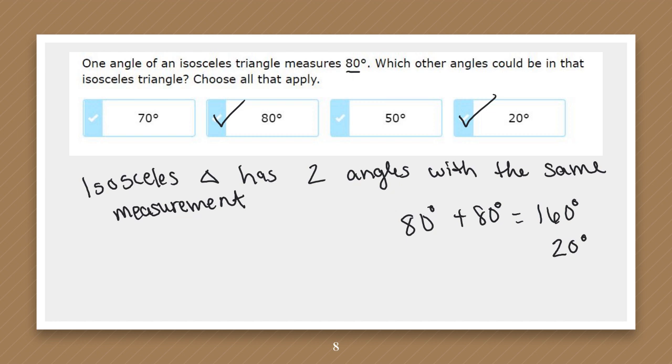But now I need to think about what if the other angle measurement was the missing one. So if I have 180 minus 80 degrees, that equals 100. So if I have 100 degrees left in my isosceles triangle and I divide that by 2, because two of the angles need to have the same measurement, that would equal 50. So my answers here could be 80, 50, or 20.